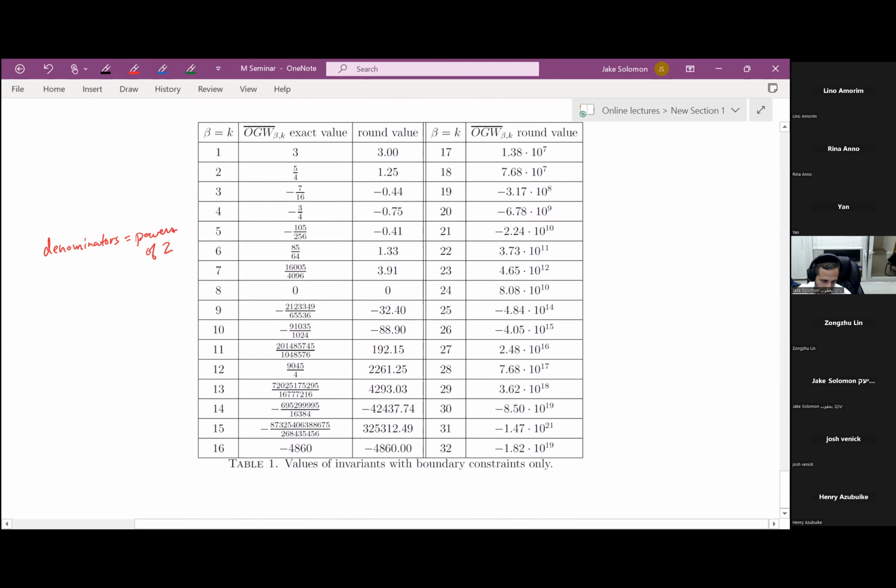Also, if you look at the signs of these numbers, the results are presented in columns of length 16 on purpose, so you can see that the signs repeat themselves after 16. So it's plus, plus, minus, minus, minus, plus, plus, plus, minus, minus, plus, plus, plus, minus, minus, minus, and then it starts over again after 16.